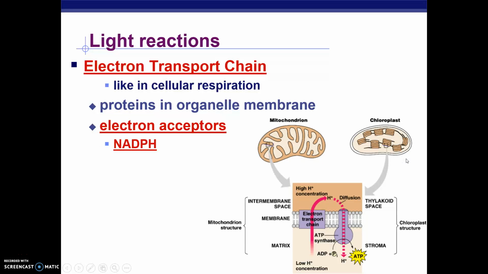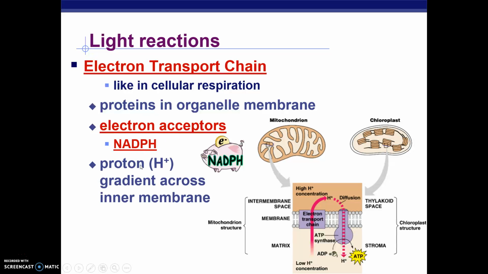So light reactions are basically the electron transport chain that we saw in cellular respiration, and there are proteins embedded in the thylakoid membrane, similar to proteins that were embedded in the inner membrane of the mitochondrion. And finally, the electron acceptors that would bring in those electrons that would help pump the protons across the membrane.